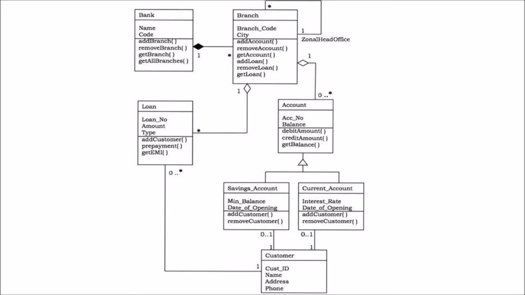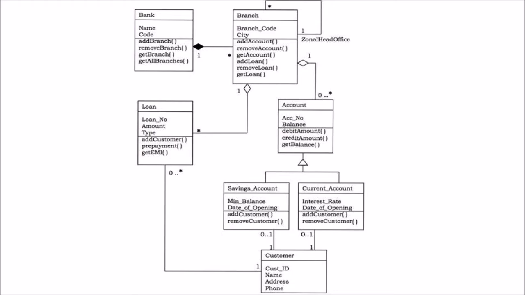The different relationships in this example are: a bank has a number of branches, that is composition as well as one-to-many relation. Secondly, a branch with a role, zonal head office, supervises other branches, that is a unary association or one-to-many association. The third relationship is a branch has a number of accounts, that is aggregation from one-to-many. From the class account, two classes have inherited, namely savings account and current account.